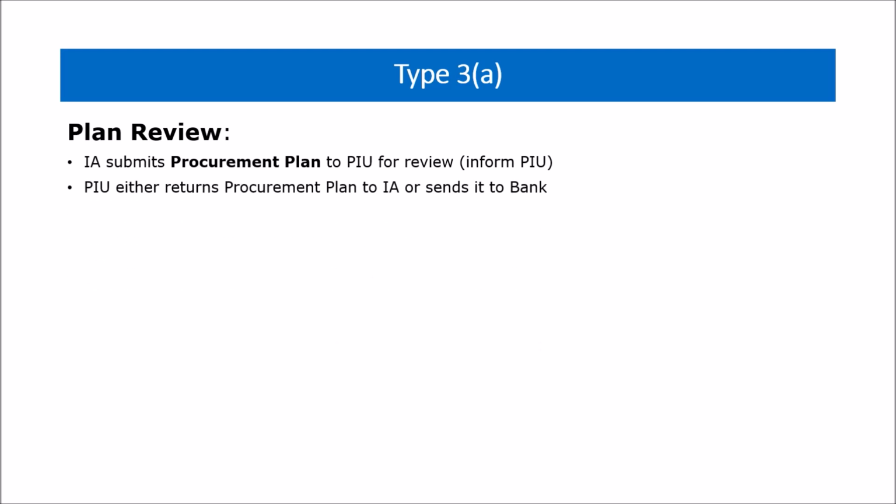Type 3A. Plan Review. If the central agency is assigned with the role of Plan Review, the implementing agency will prepare the procurement plan and inform the central agency through the system. The central agency will review the plan and decide to either return it to the agency for revision or send it to the bank for formal review. The bank will review and send the response to the individual implementing agency, copying the central unit. For procurement documents, the implementing agency can send these directly to the bank for review and copy the central agency.